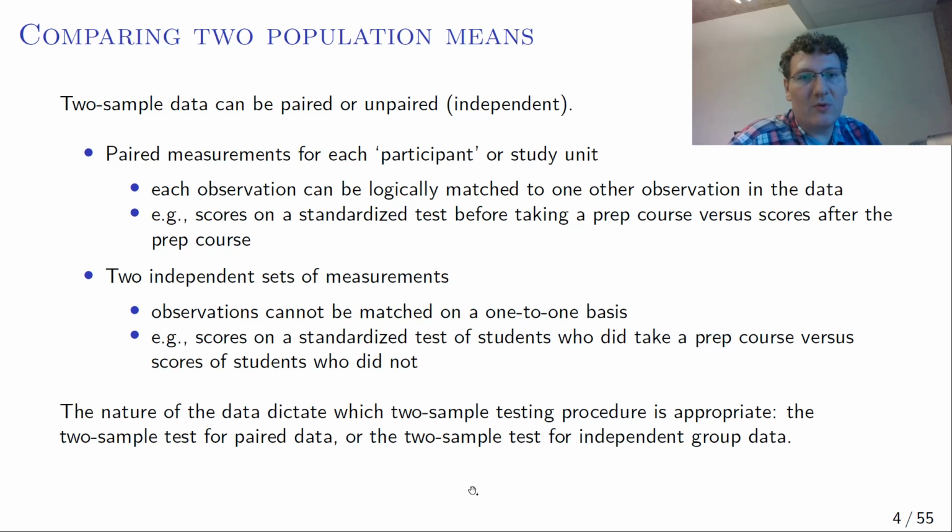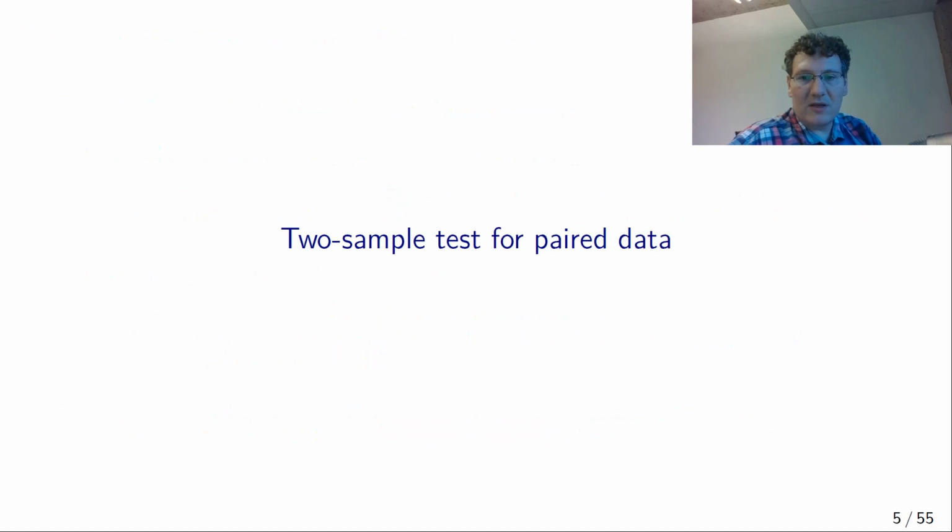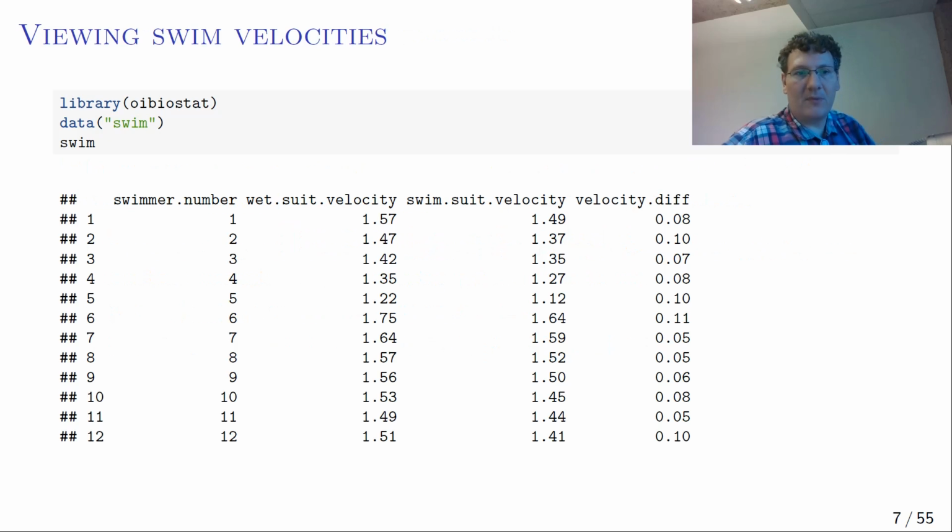With the paired data, what we're really interested in is looking at the difference for each individual. For each individual pair, we take the measurement from the first person and the second person, and take the difference. We now have this third set of differences, and we would just do one sample inference on the differences. With two independent sets, it's a little more complicated. So let's look at paired data in more detail.